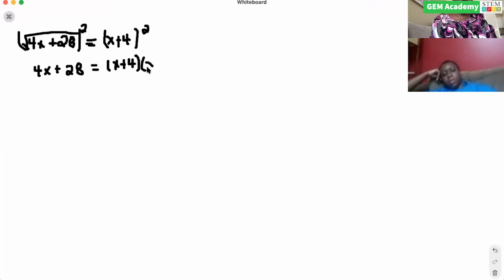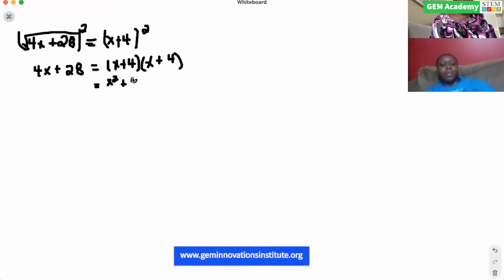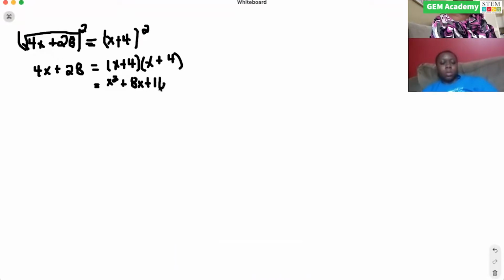So now you do the math on this side. You're going to get x squared, and then 4x, and then 4x again. I'm just going to add that to be 8x. I'm not going to write that step twice. So that's 8x plus 16. Now we have to do some grouping. We ignore the x squared for now. Let me rewrite this part over.